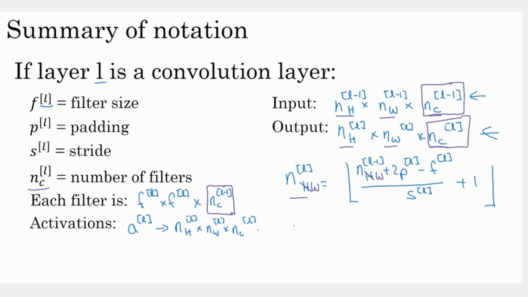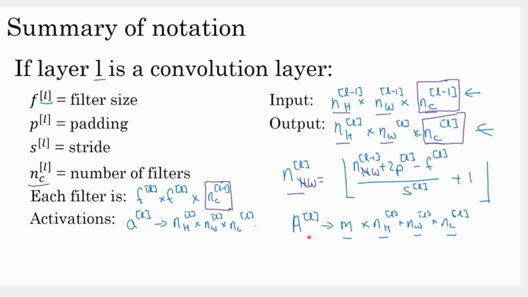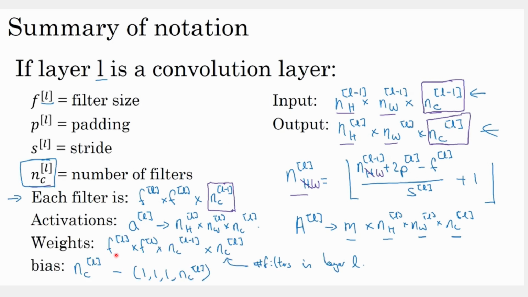NC is the number of filters. Each filter is FL by FL by NC of L minus 1, which is the number of input channels. As I told you multiple times, this and the input image channels should be the same for the convolution operation. The activation is NH, NW, NC. And if we are taking an array of different images, the activation will have m, the number of examples, taken here. And the weight would be a filter FL by FL by NC of L minus 1, by NC.